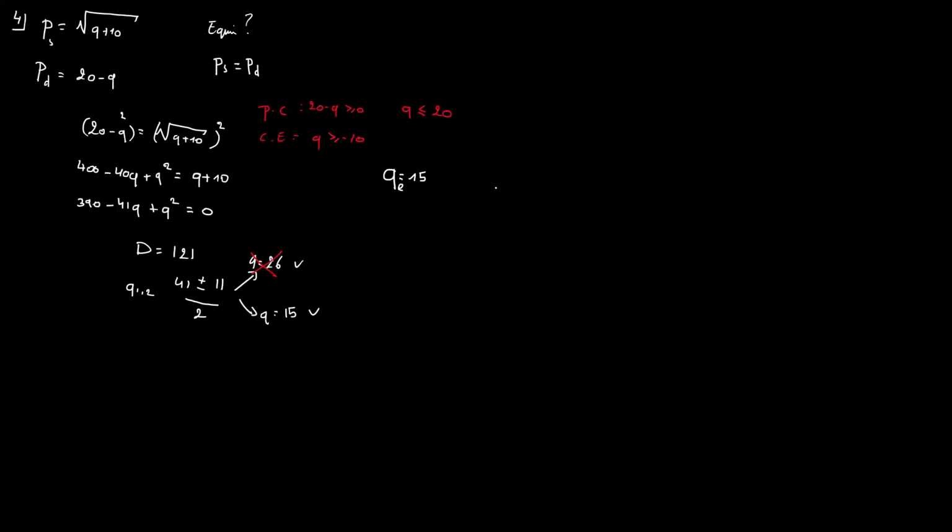The price function for the demand function is easier to use in this case. So you get the price of demand, which needs to be equal to the price of supply, is going to be 20 minus 15, or in other words, is going to be equal to 5. So the equilibrium is where the quantity sold is 15 and the price is equal to 5, the price of the equilibrium.